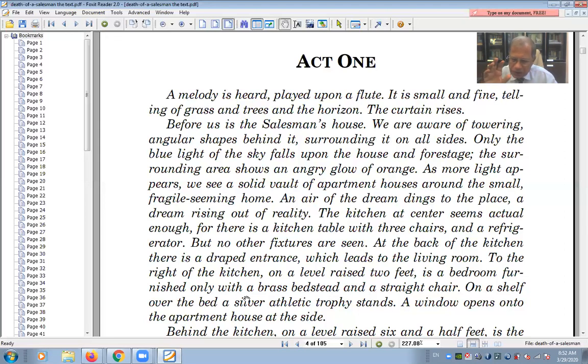So Willy Loman will remember, will go to his time. Through that, we will know the past of the family, the past of the society, at the time when the play begins and the time before the play begins. That is, the events will cover a very long span of time in New York.